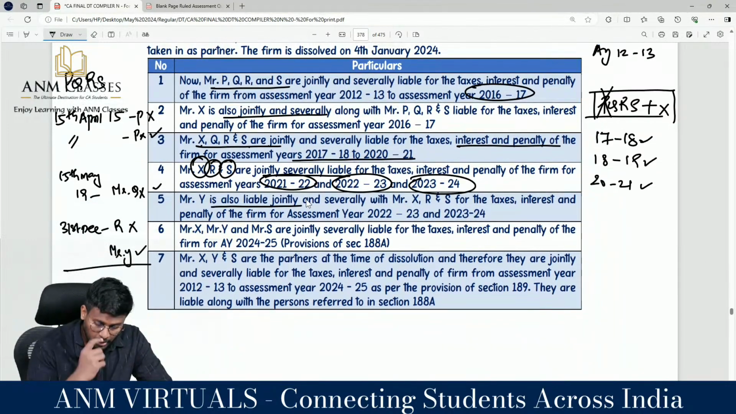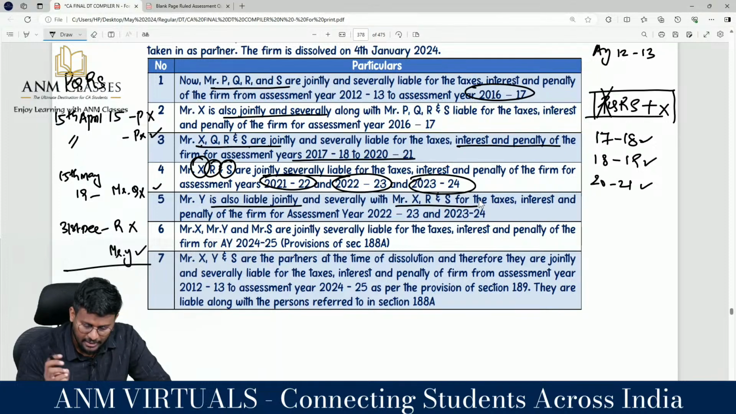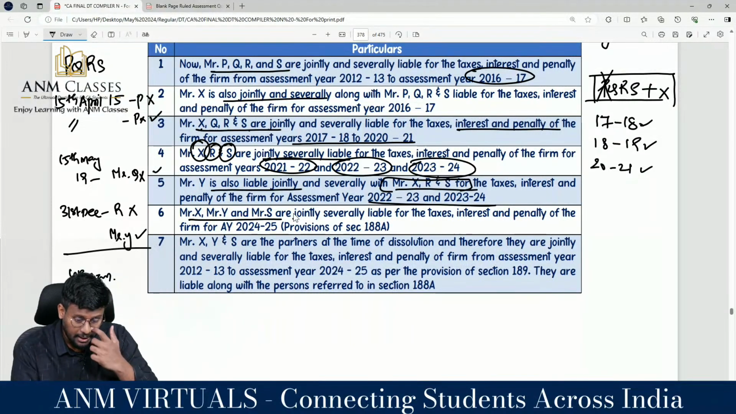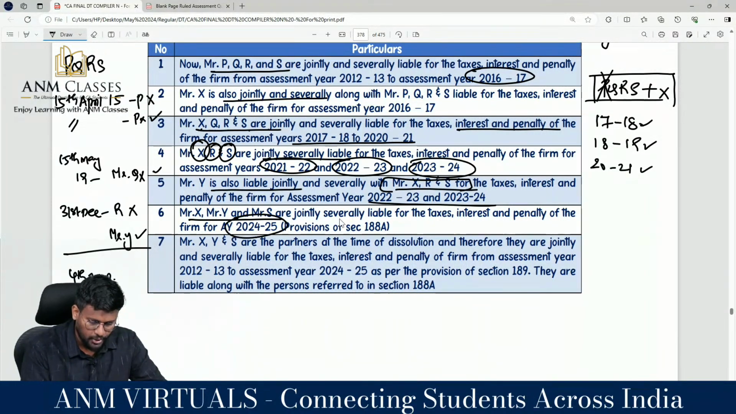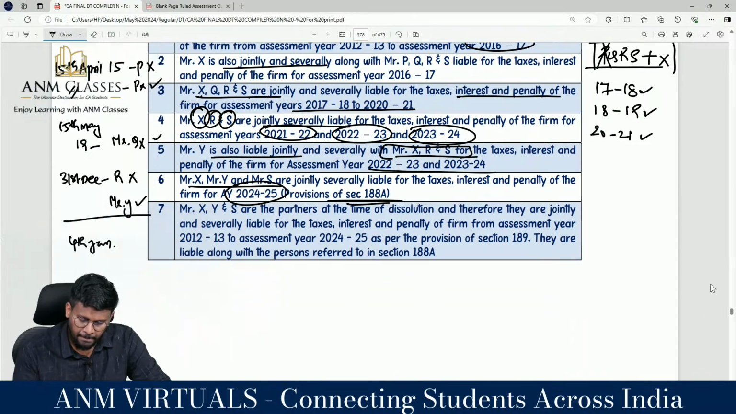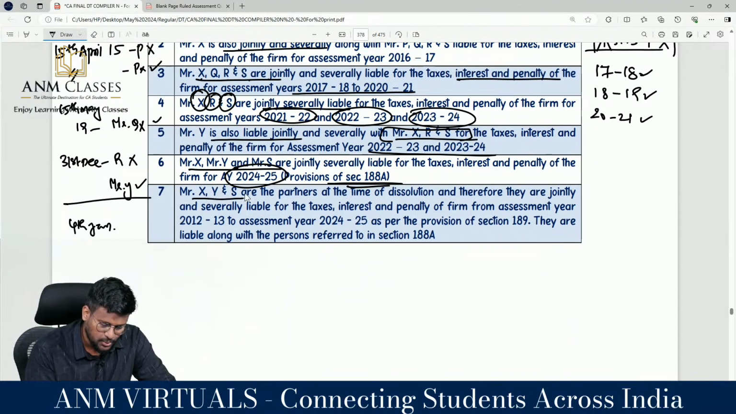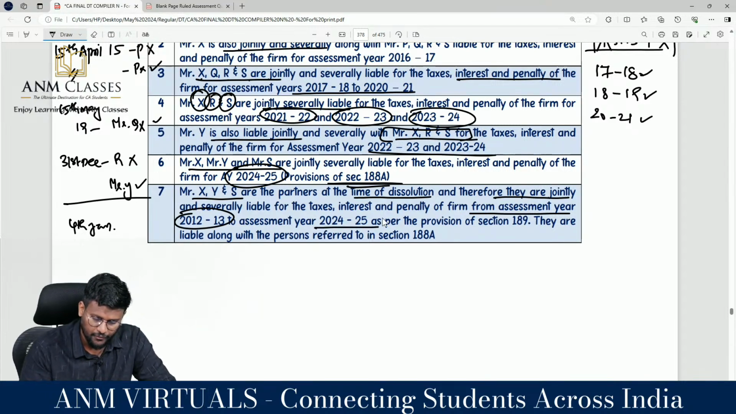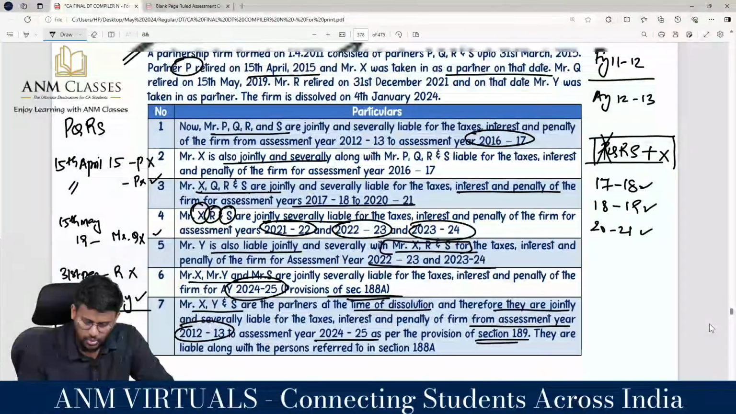Mr. Y is also liable jointly and severally with X, R and S for the taxes, interest and penalty for assessment years 22-23 and 23-24 because they were there. Mr. X, Y and S are jointly and severally liable for the taxes, interest and penalty of the firm for assessment year 24-25. Provisions of 188A will be applicable because the constituted firm's assessment was already passed, but whoever were there at the time are jointly and severally liable. X, Y and S are the partners at the time of dissolution and therefore they are jointly and severally liable for the taxes, interest and penalty of the firm from assessment year 12-13 to assessment year 24-25 as per the provisions of 189. Fantastic to the core.